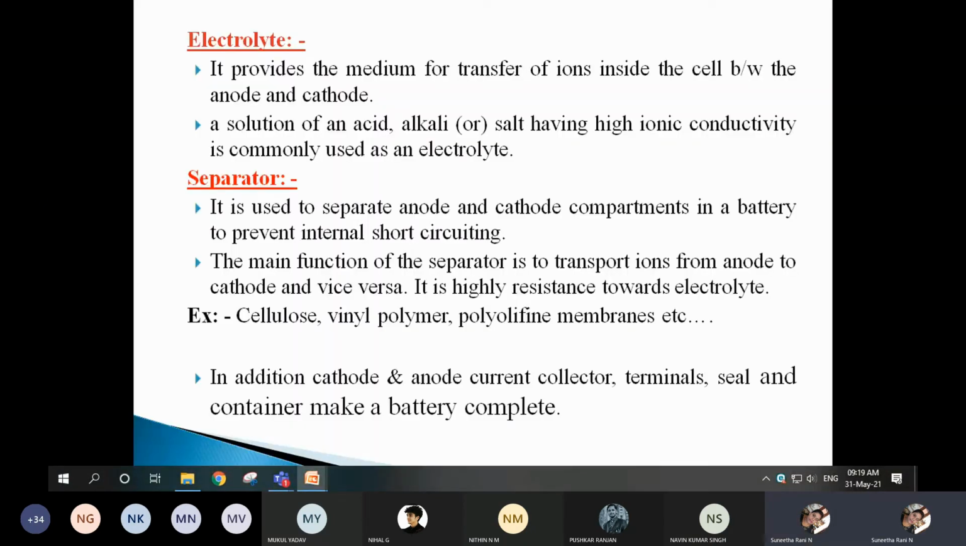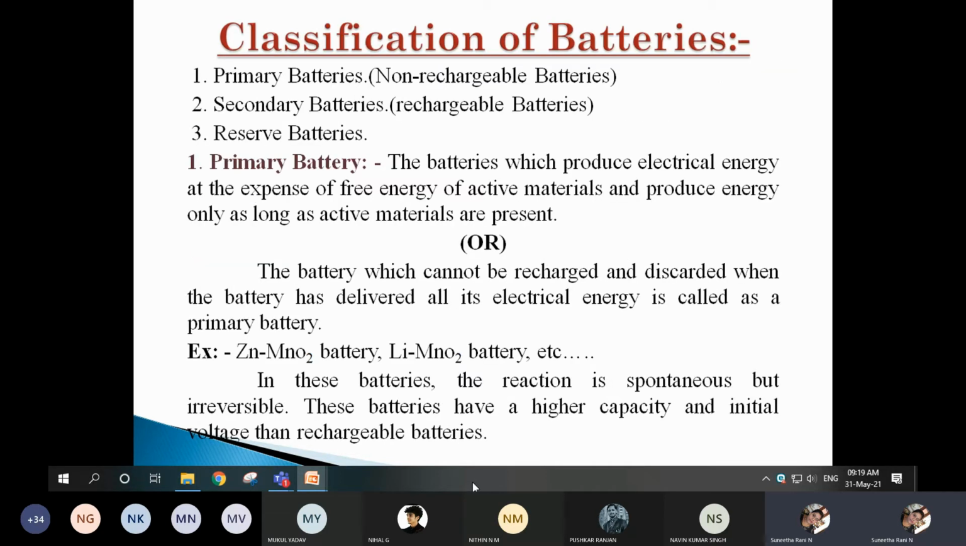Fine. So the electrolyte and separator are used. The separator is usually cellulose, vinyl polymers, and polyolefins used as a membrane which separates the anode from the cathode compartment. Now we see the classification. We also discussed in the last class how batteries are classified. Batteries are classified into primary batteries, secondary batteries, and reserve batteries.